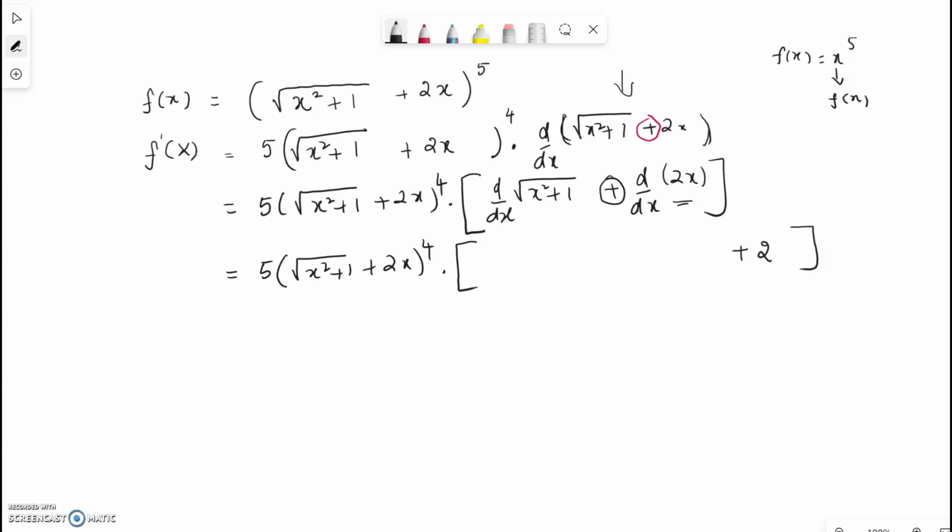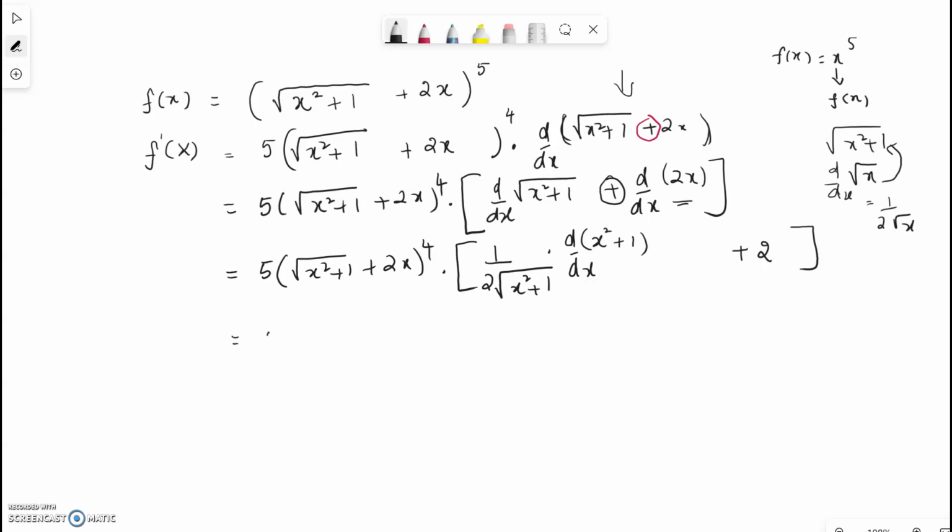The derivative of square root of x squared plus 1. Now that looks like square root of x, except that instead of x, you have a function of x. So d by dx of radical x is 1 over 2 radical x. So that's equal to 1 over 2 radical x squared plus 1 times d by dx of the inner function, which is x squared plus 1.